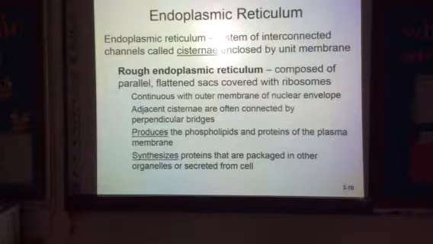Now, synthesize is a very fancy way of saying they make proteins. And we're going to talk about the cell making proteins and what organelles are involved in that process. But the ER is a big part of the protein making process.